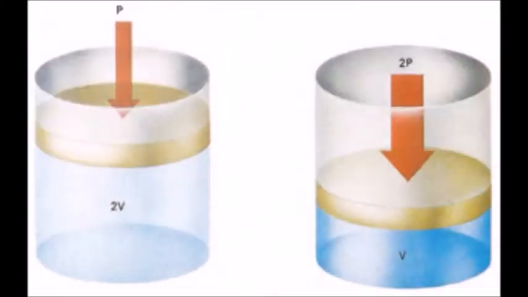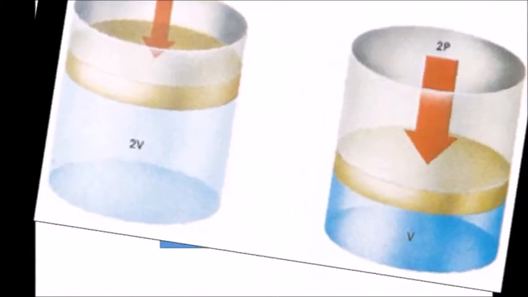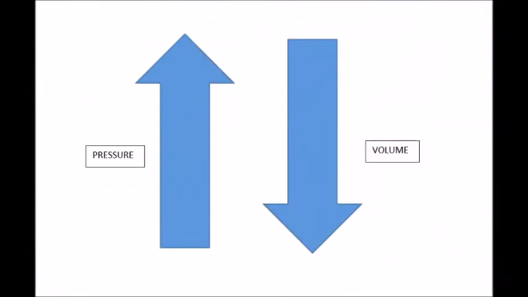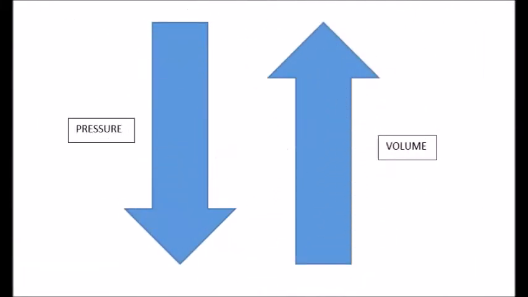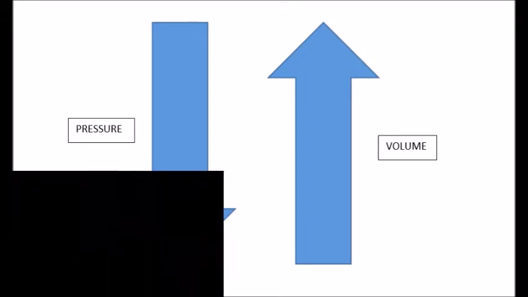Number 2. Change in pressure or volume. Pressure and volume are inversely proportional to each other. This means that if we increase the pressure, the volume will decrease. Or if we decrease the volume, the pressure will increase. And if we decrease the pressure, then the volume will increase. Or if we increase the volume, then the pressure will decrease.